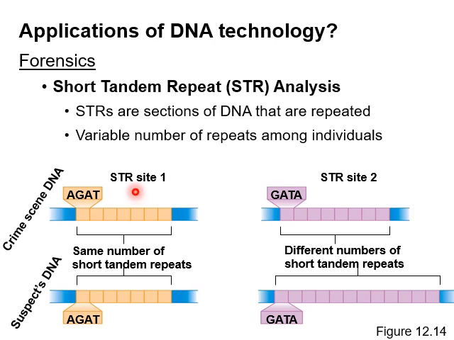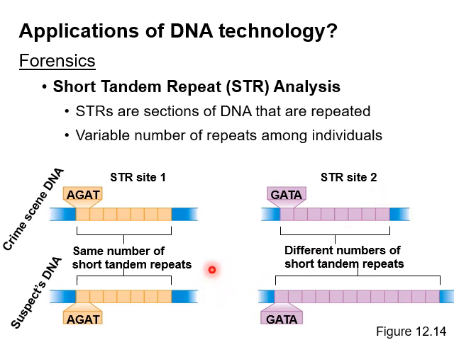And when you use one short tandem repeat site and take information from another site and another site and another site, you can essentially make a genetic barcode of one individual person. And with that barcode, you can see if it matches, say, the DNA at the scene of a crime.